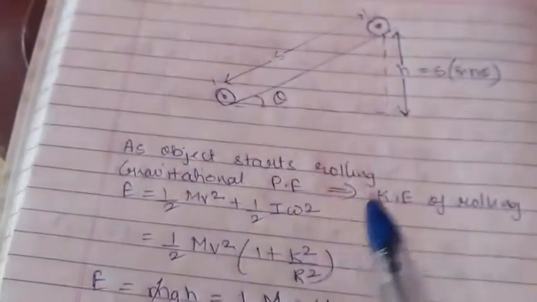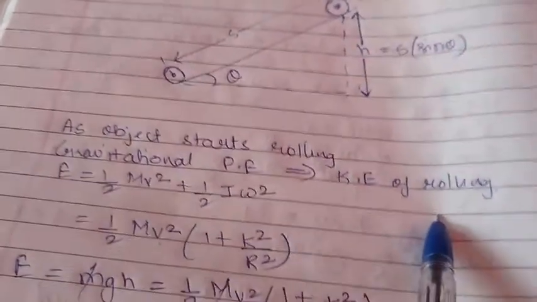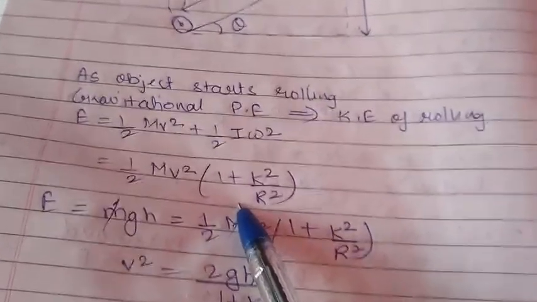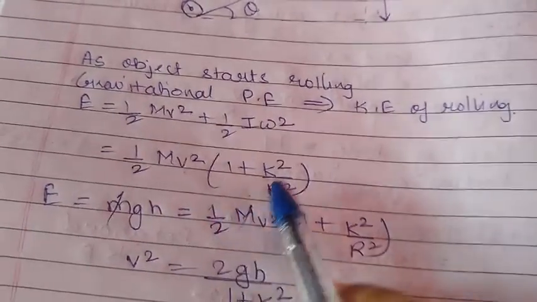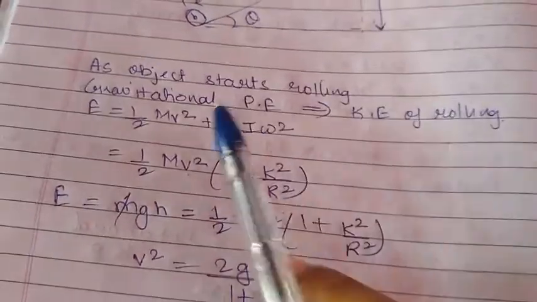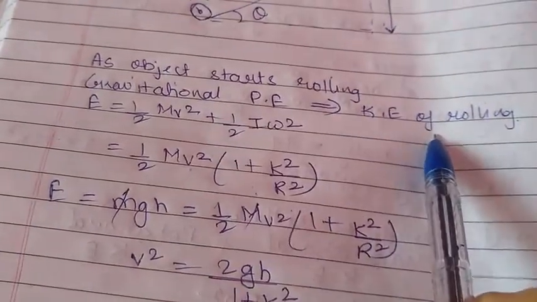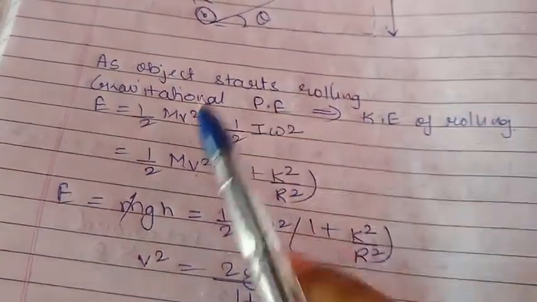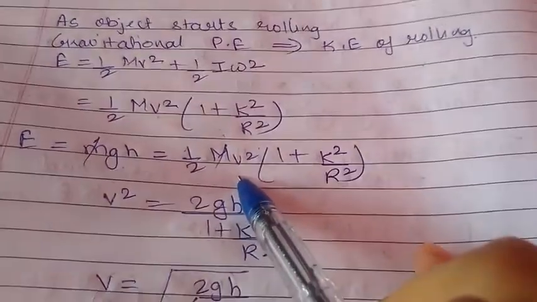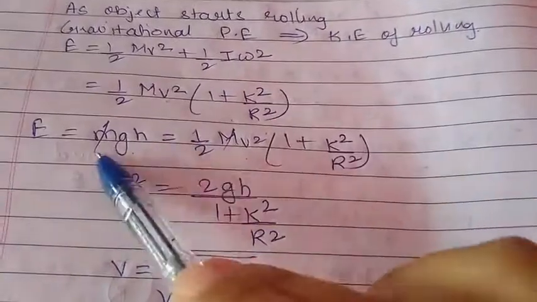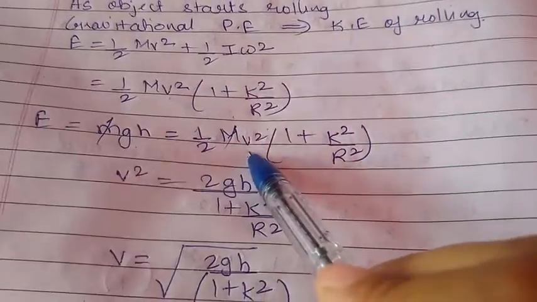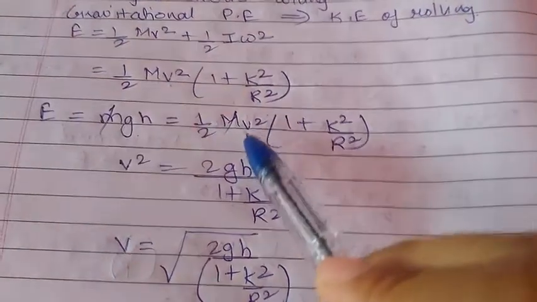Now as the object starts rolling, the gravitational potential energy gets converted into the kinetic energy of rolling. Previously we have seen that the kinetic energy of rolling is given by half m v square into 1 plus k square by r square. As gravitational potential energy is converted into kinetic energy of rolling, we can write gravitational potential energy as mgh, because h is this vertical distance. So mgh is equal to the kinetic energy of rolling. You can cancel out the mass and rearrange the equation to find the formula for velocity or speed.